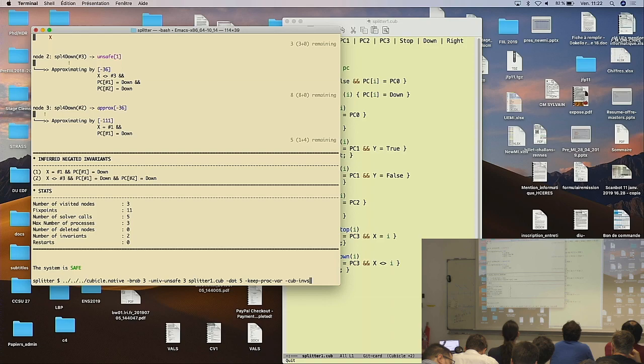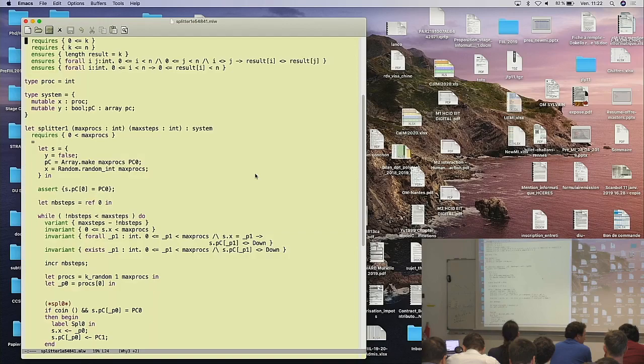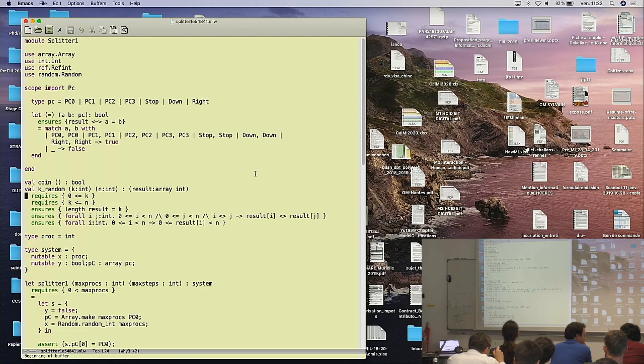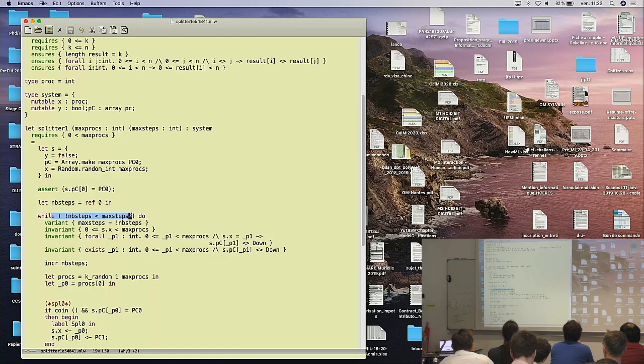If I run now, I'm going to do the same thing, but now I'm going to generate a Why3 file. Okay, so that's going. I'm going to show you the file. That's the Why3 file generated by Cubicle. Trust me, we hope that the translation is correct. We have some stuff for this problem of non-deterministic program, and we have this while loop with variables next step and max step and so on to simulate an infinite program. Forget about that.